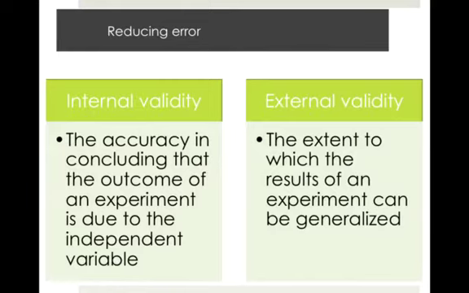And so there are two ways to look at this, and the chapter talks about this: internal validity and external validity. Internal validity is the accuracy in concluding that the outcome of an experiment is due to the independent variable, meaning that the outcome is actually caused by your intervention. So the intervention is the independent variable.